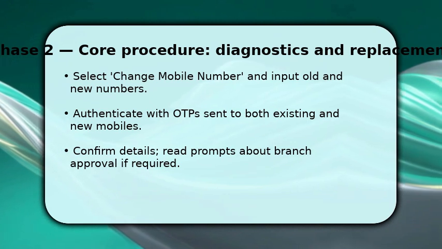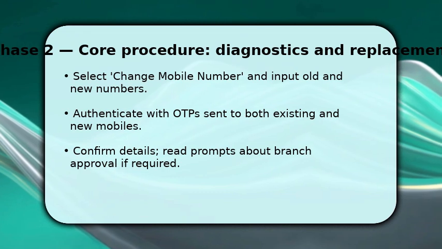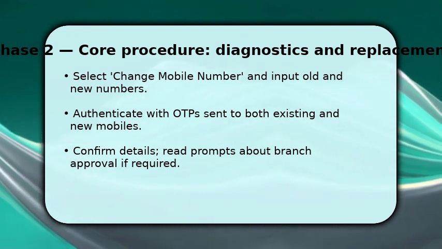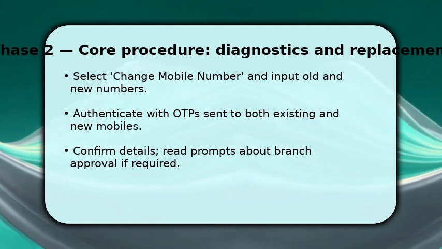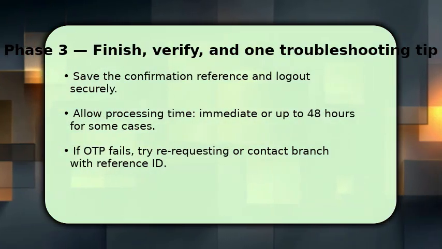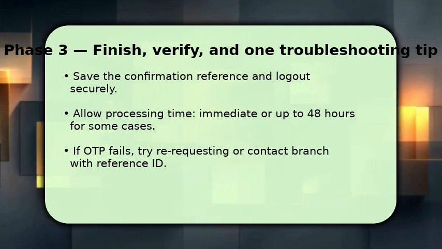If the screen requests a branch approval or in-person confirmation, note the reference ID and scheduled steps. This happens when additional verification is required. Keep your ATM PIN or debit details handy for any secondary checks. You finish by saving the confirmation reference and checking the updated mobile in your profile, then log out.